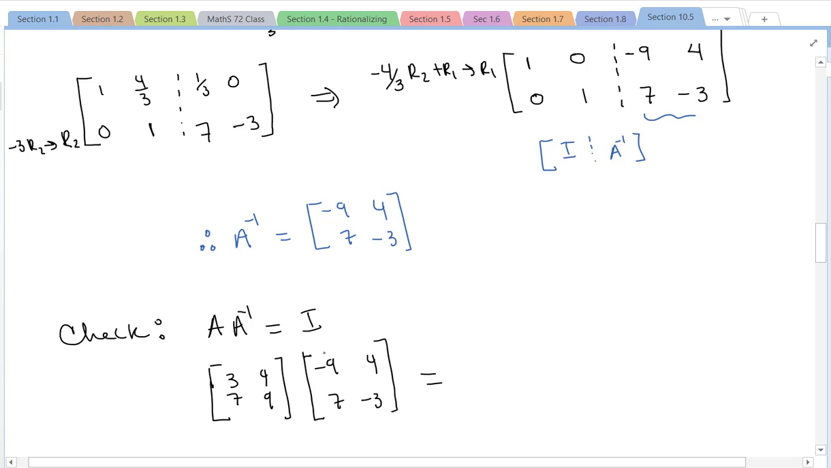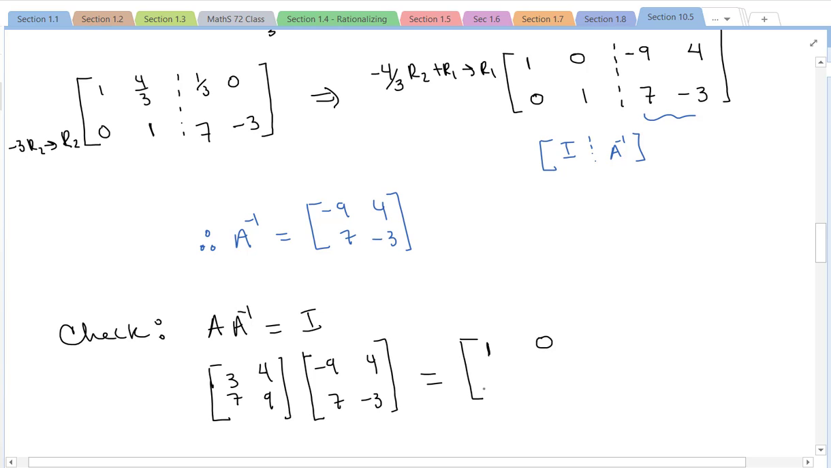So I multiply first row by first column. So 3 times -9 is -27, plus 4 times 7, which is 28. So negative 27 plus 28 is 1. So that's the first entry. Now I should get 0 because I'm trying to get the identity matrix. So let's see. First row, second column. So 3 times 4 is positive 12. 4 times negative 3 is negative 12. So 12 minus 12 gives us 0.